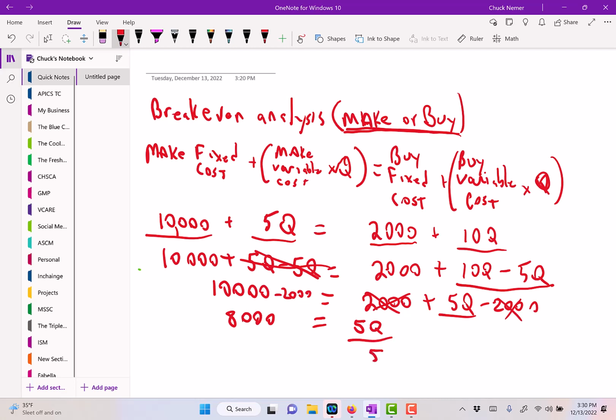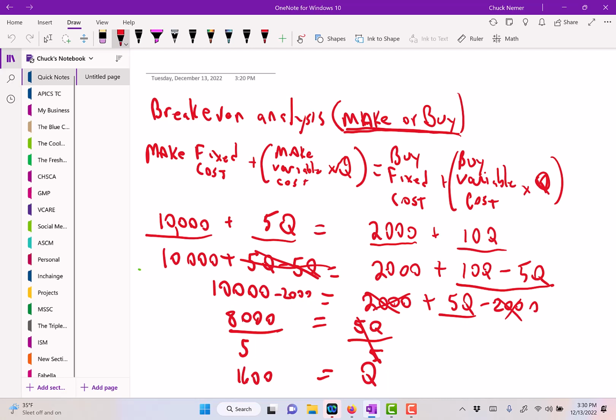If I divide both sides by 5, then what I'm left with on the right is Q is equal to 5 into 8,000 is, I'm sure you're doing it in your head faster than I am, but I'm going to grab the calculator because I don't want to mess up. 8,000 divided by 5 equals 1,600. So the break-even number is at 1,600.